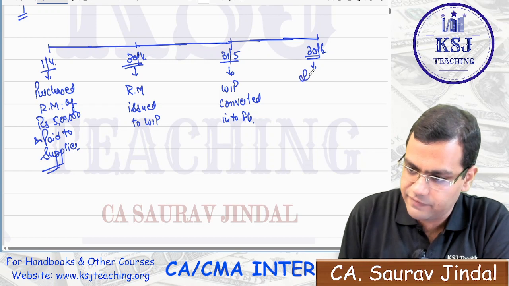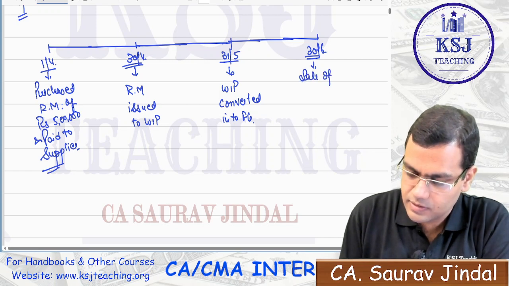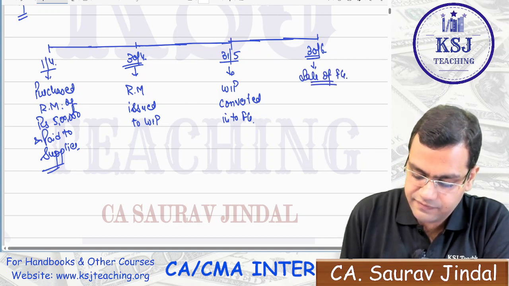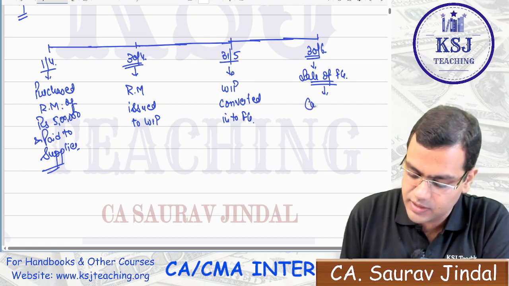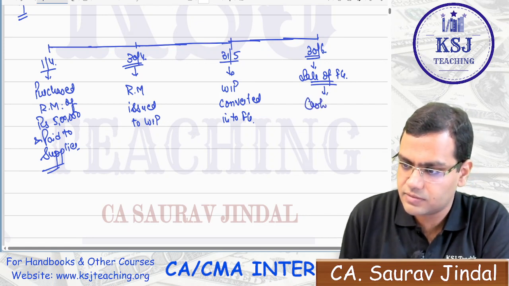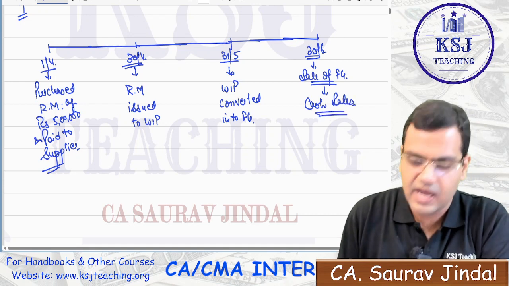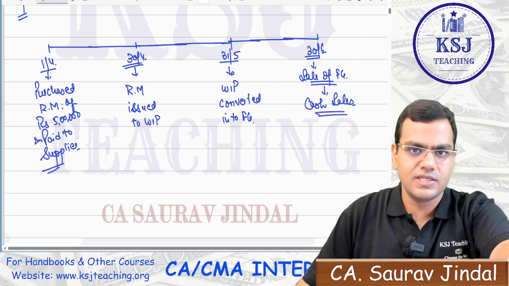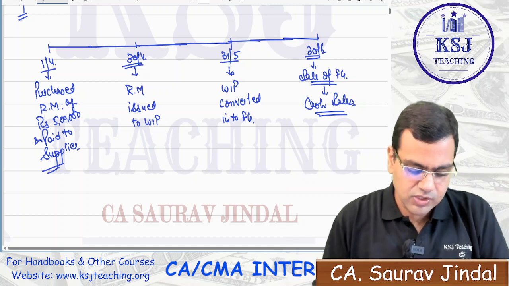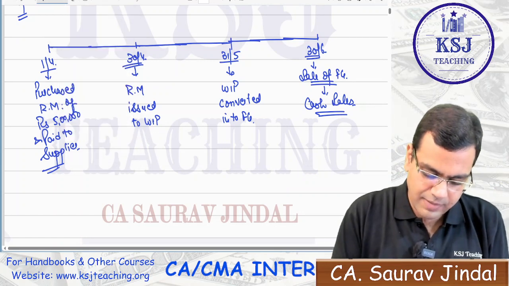this is the sale of finished goods, and that is the cash sales. That means you have not done any credit sales.